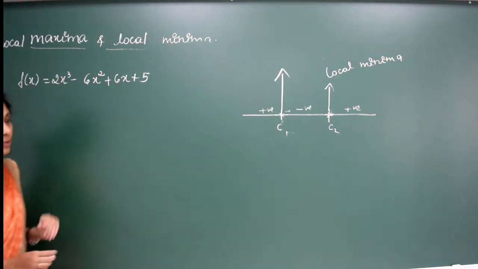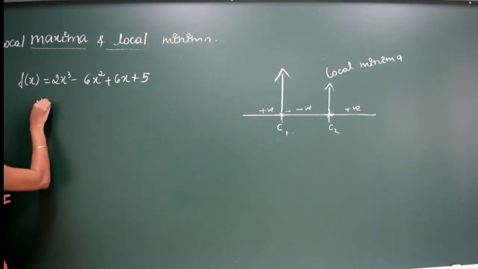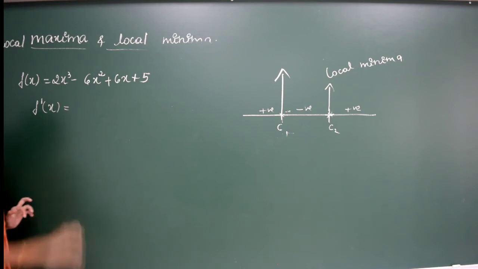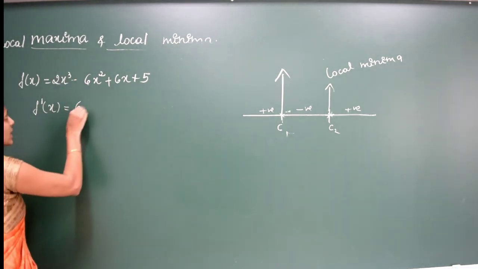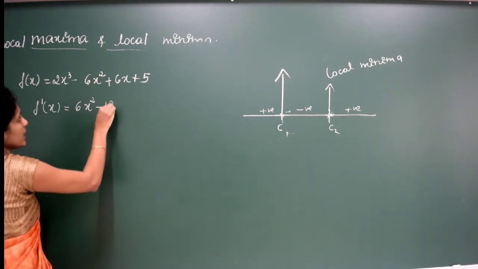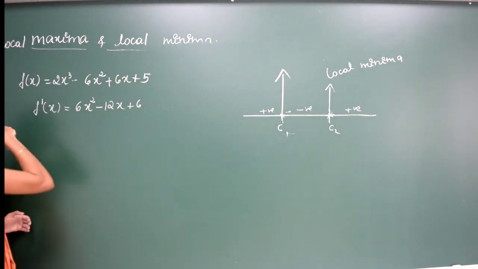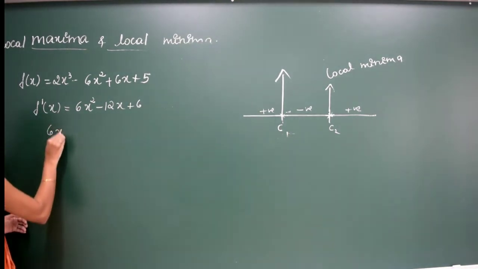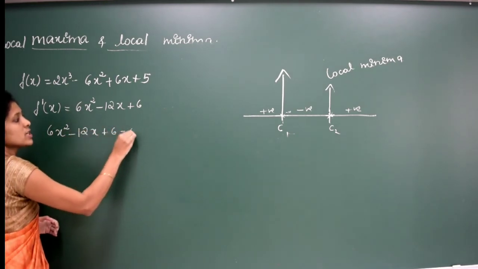Okay. Now we will see this problem. See, f of x is given. First work is you have to differentiate. f dash of x is equal to 3x cube will be 3x square, right? So this is now 6x square, minus x square will be 2x, so this will be 12x, plus 6. Second thing is you have to equate this to 0. 6x square minus 12x plus 6 is equal to 0, right?